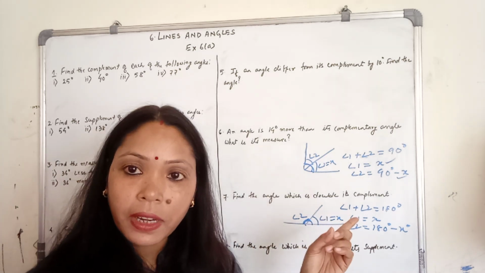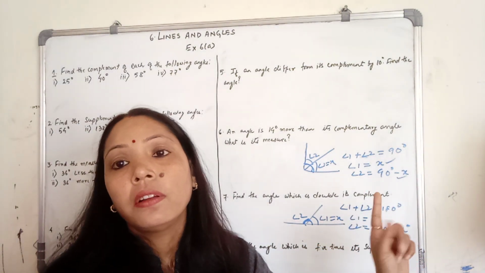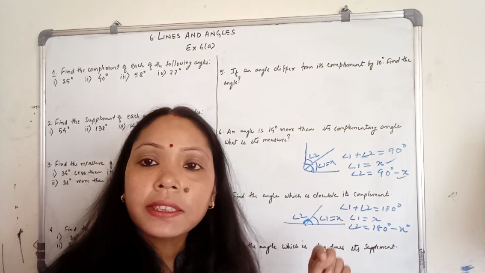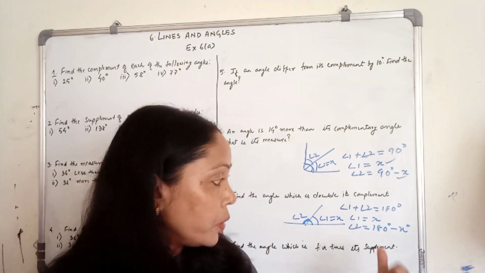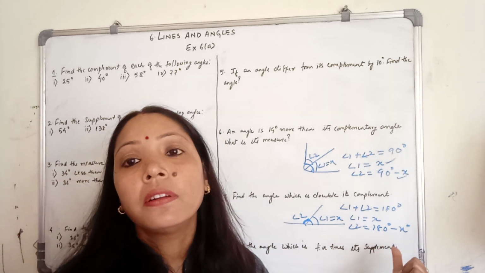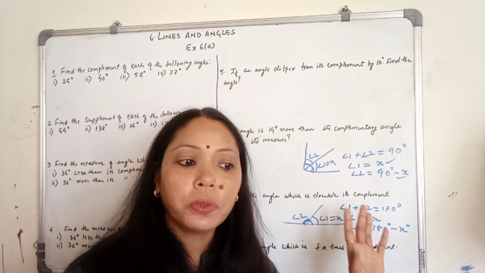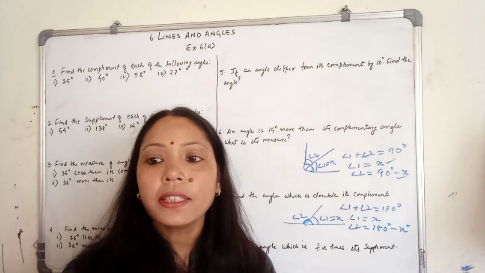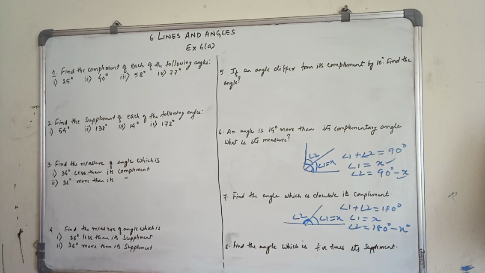So what is a complementary angle? x and 90 degree minus x is which angle? Complementary angle. And x and 180 degree minus x is which angle? This is the supplementary angle. So we are going to use this concept to solve exercise 6A. So see the first question.